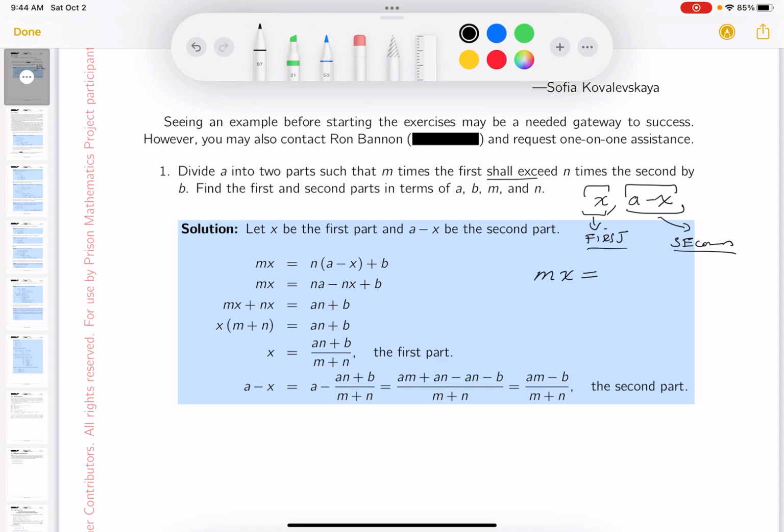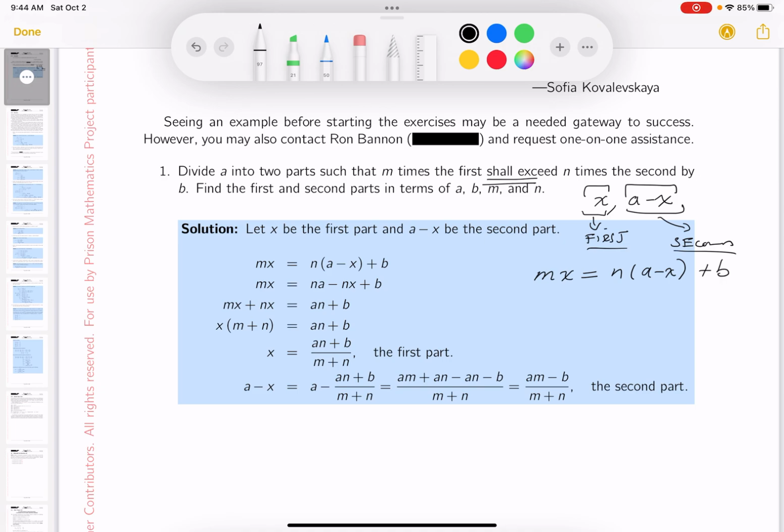All right, what does that mean? Well, it's going to exceed something, right? Now, N times the second. Well, what's N times the second? N times A minus X. Now, how's it going to exceed it by? It's going to exceed it by something, and they say it exceeds it by B.